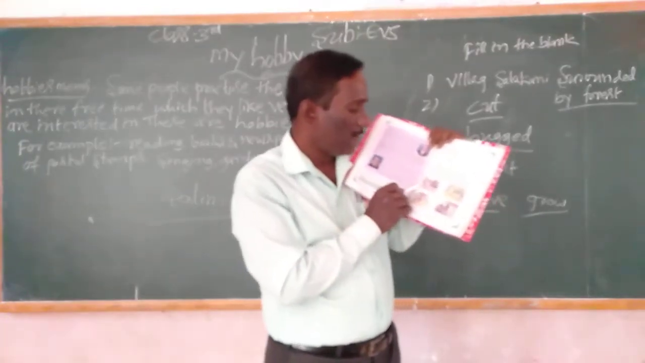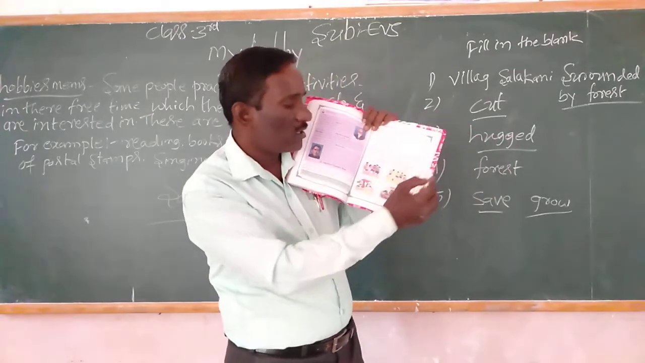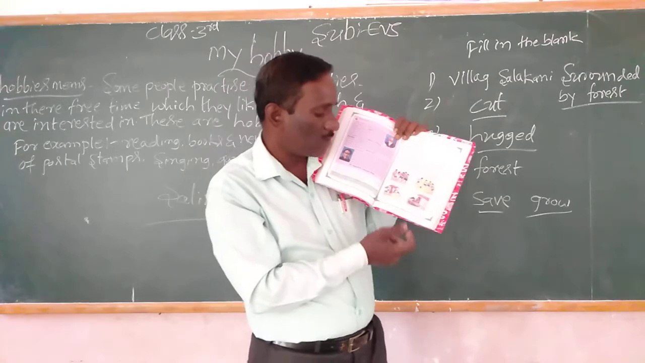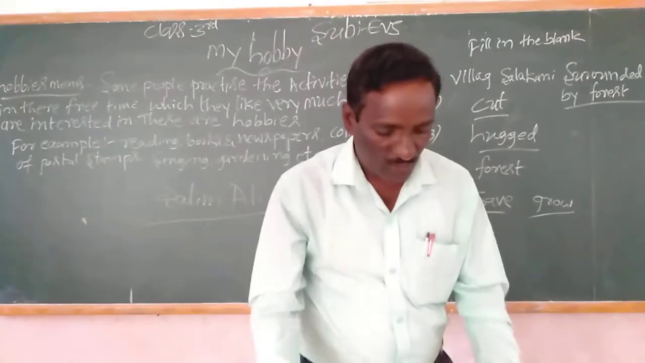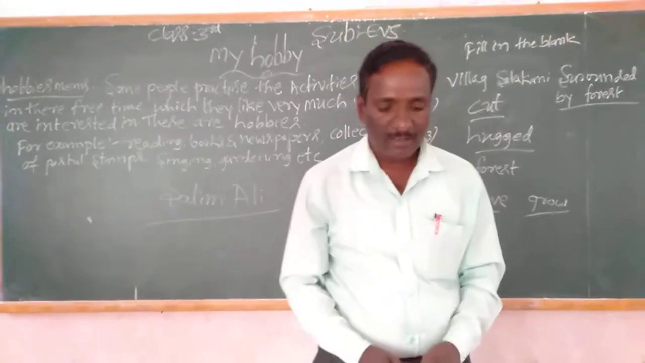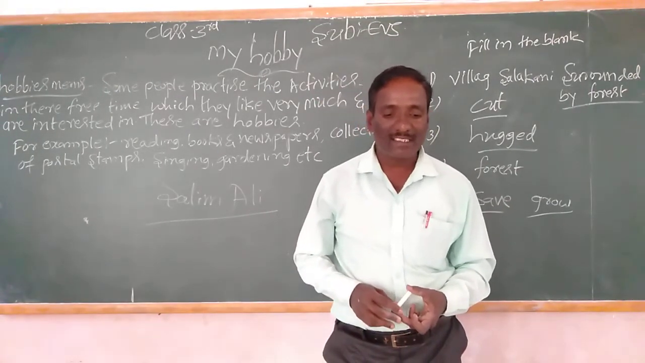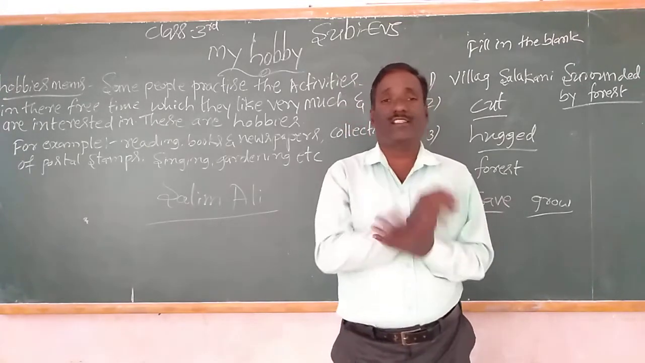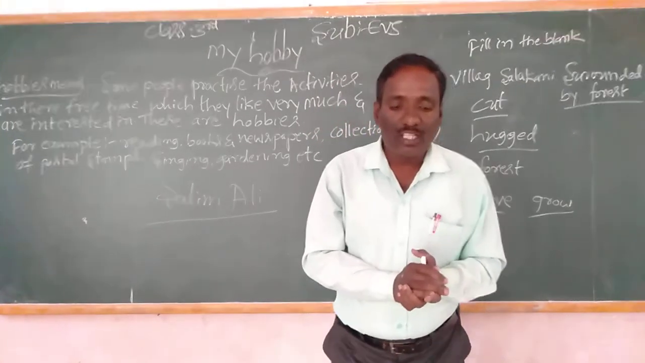For example, the first one is wrong, a bad hobby. Next, good hobby. Next, good hobby. Next picture, bad hobby. Observe once again in your textbook. Write any five good things you have done. How are they good? Write in your textbook.